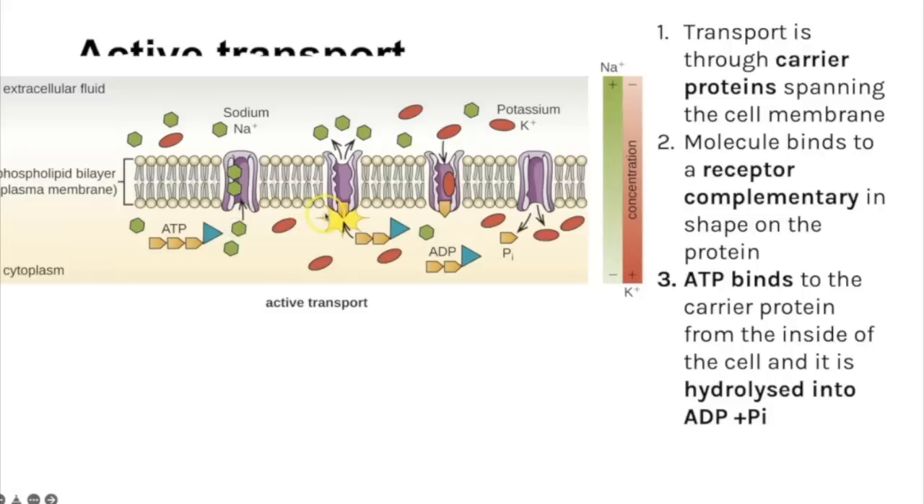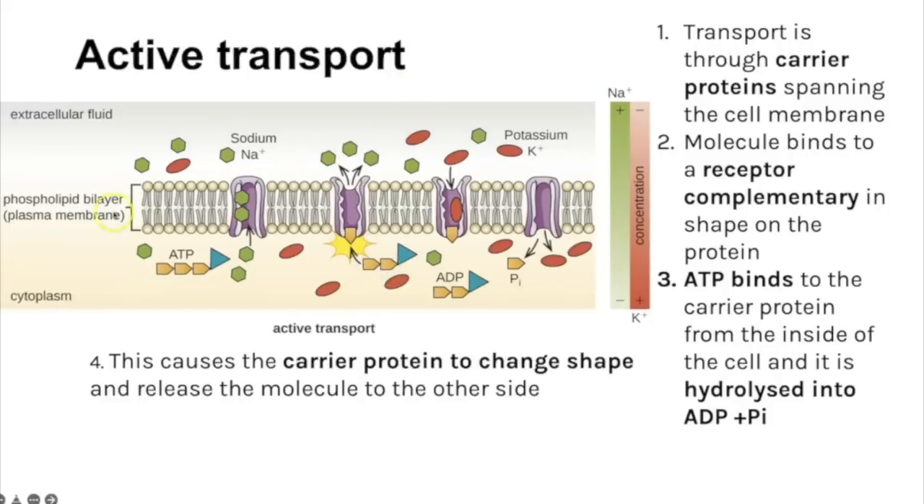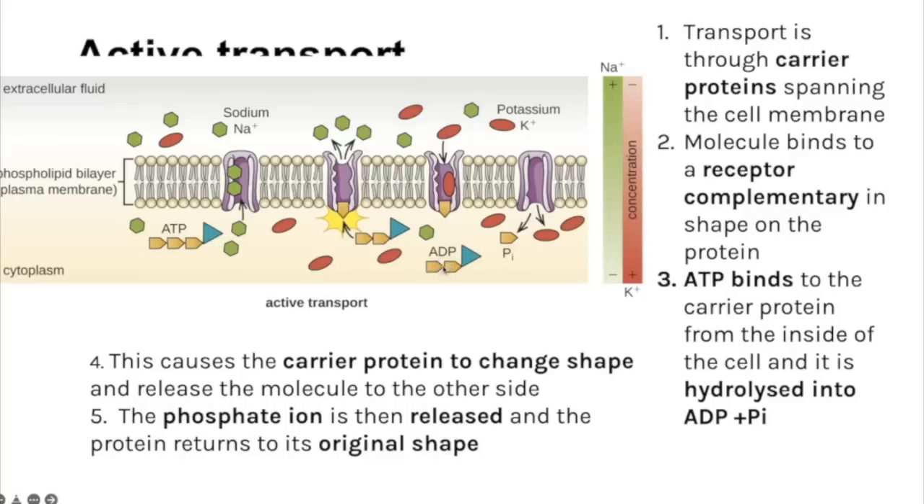The ATP binds to the carrier protein as well from the inside of the cell, and it is hydrolyzed into ADP and Pi. This causes the carrier protein to change shape, and therefore it releases the molecule to the other side of the membrane. The phosphate ion is then released, and the protein can return to its original shape, and the process can then happen again as long as there is plenty of ATP present.